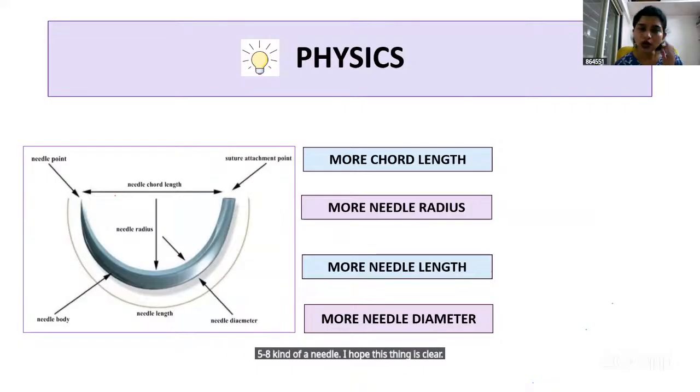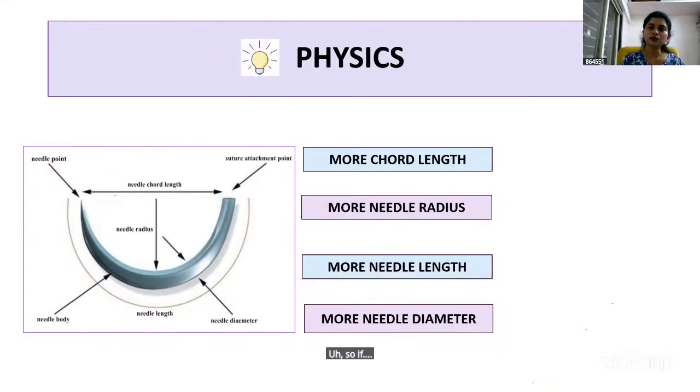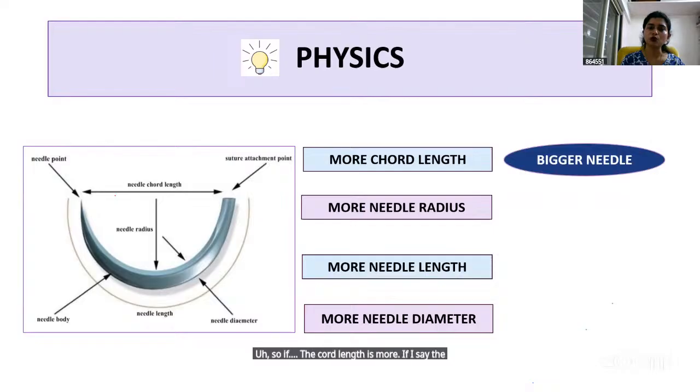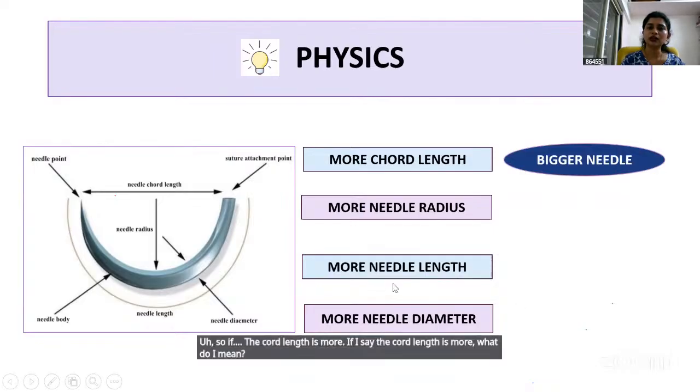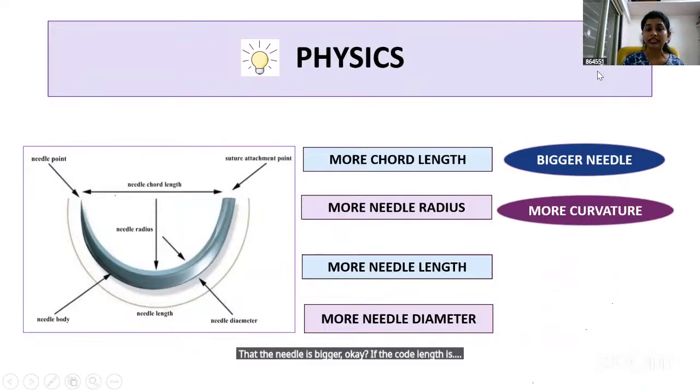Now coming to the interpretation of whatever we've just learned in the previous slides. If the chord length is more, what do I mean? That the needle is bigger. If the needle radius is more, that means the curvature is more.